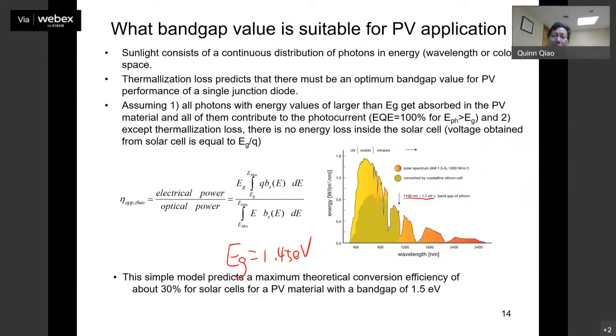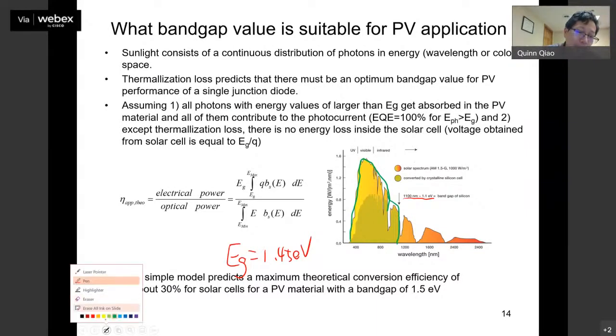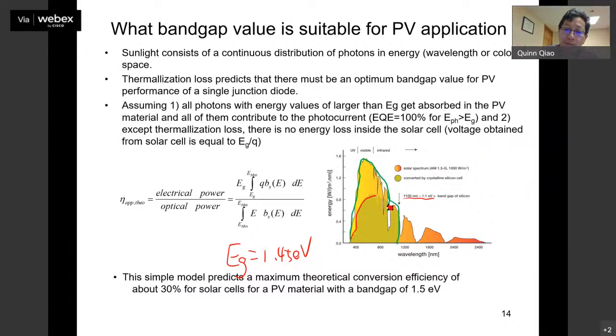That means the cutoff wavelength will be about 1100 nanometers, and silicon can absorb a lot. Silicon absorbs all the light up to here. But unfortunately, you cannot convert all that photon energy into electricity, because you have thermalization loss. The thermalization loss will be carried this much, right? That's part of it here.